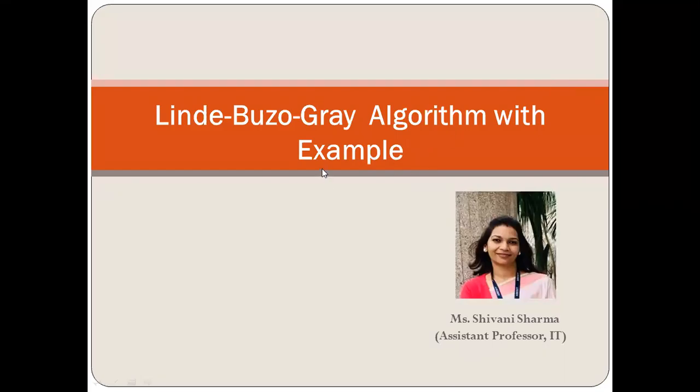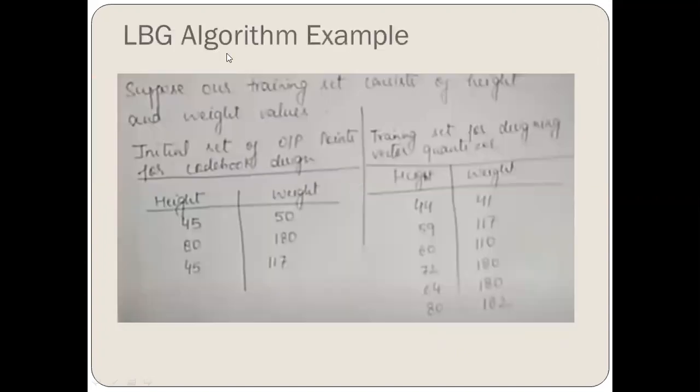All right, so we were talking about the LBG algorithm, and with the help of an example, we were understanding this. So what we have done, we have taken the example in which we have two things, that is height and weight values are given, and we have two sets. The two sets are the initial set and the training set. What are these two sets? We have already seen in the earlier lecture, earlier topic, when we were defining the LBG algorithm.